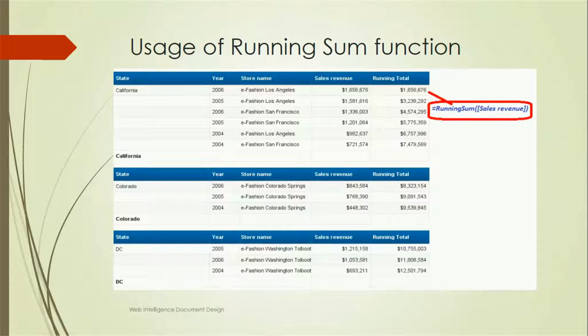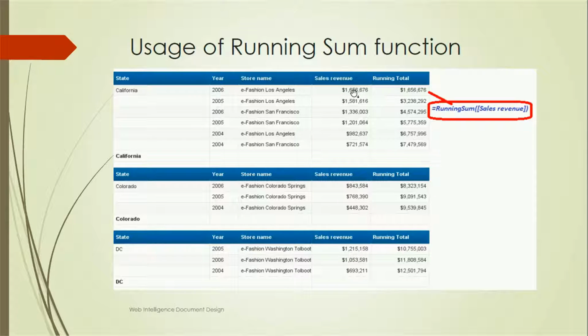So if you see this example, there is a break on state, then year, store name, and sales revenue. This last column is about running total. The running total function is written like this: RunningSum in brackets and then the measure. So what is running total?